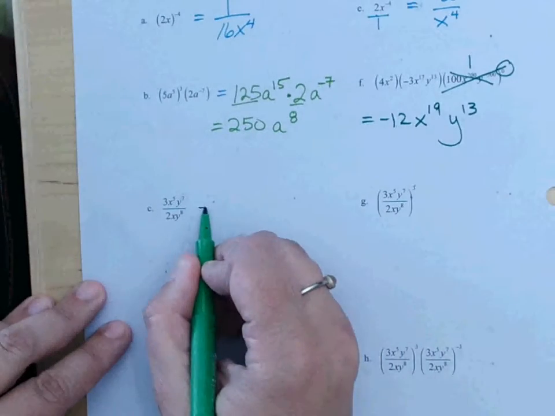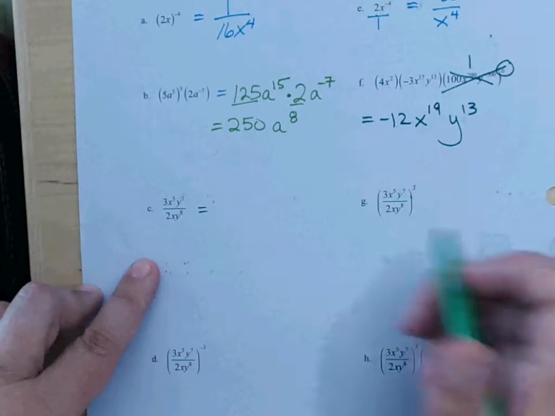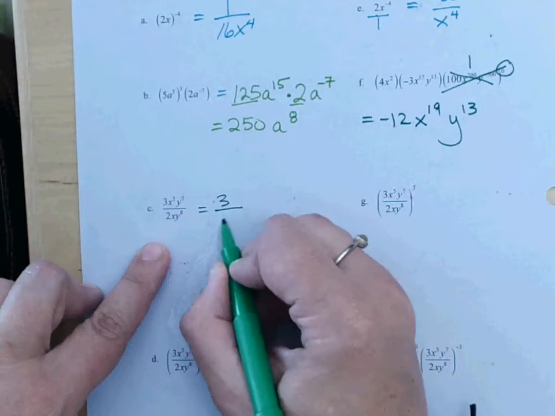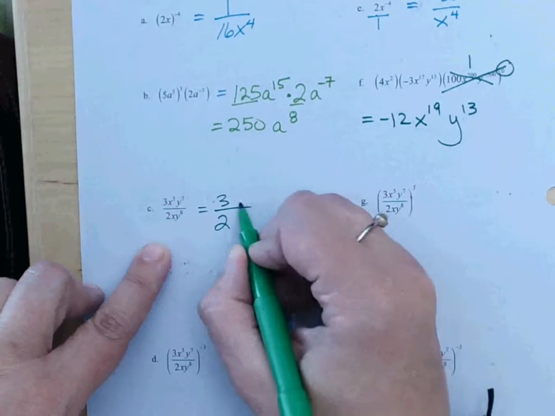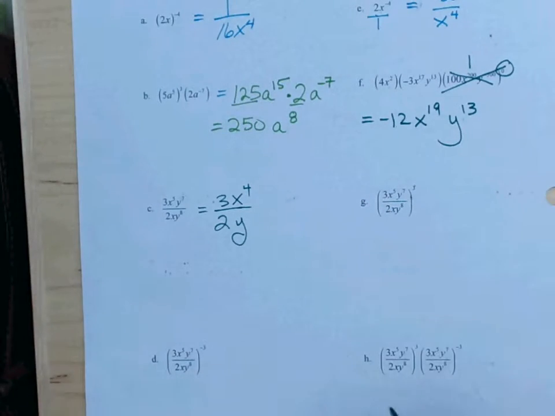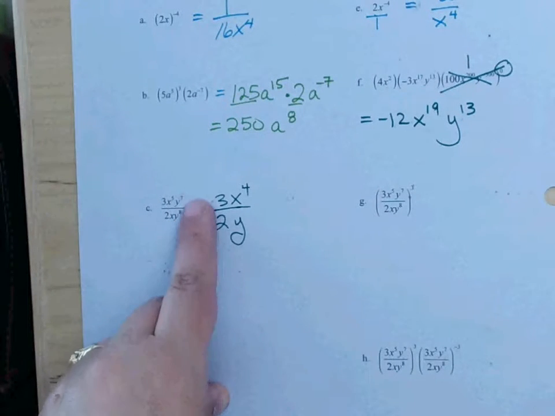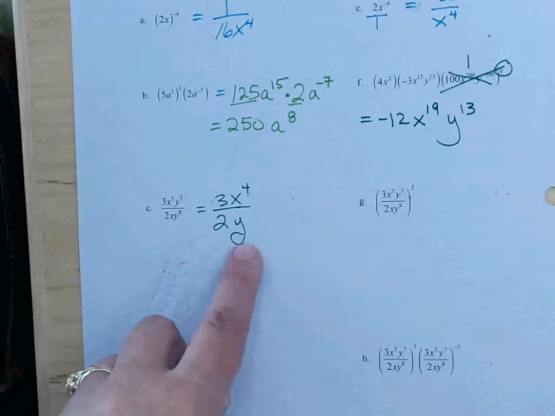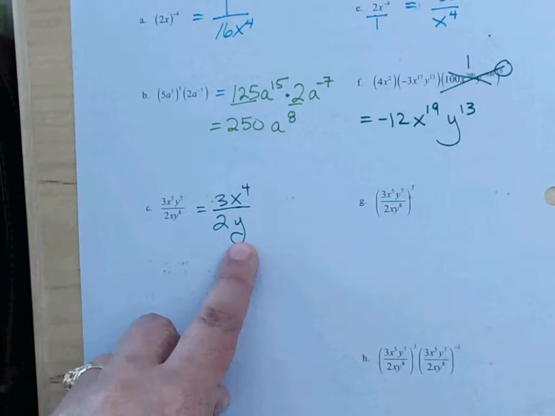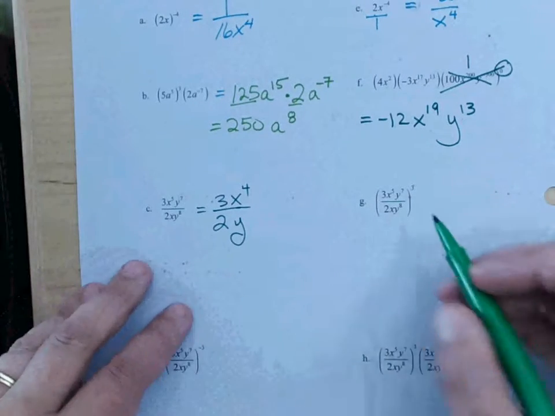Okay, now what about this one? X to the fourth over y. Everybody see how we got x to the fourth? 5 minus 1. And then here you can see that you have 7 on the top, 8 on the bottom. 7 of them are going to cancel, leaving 1 extra in the denominator. Or you could have gotten y to the negative 1, which would make it go to the denominator too.